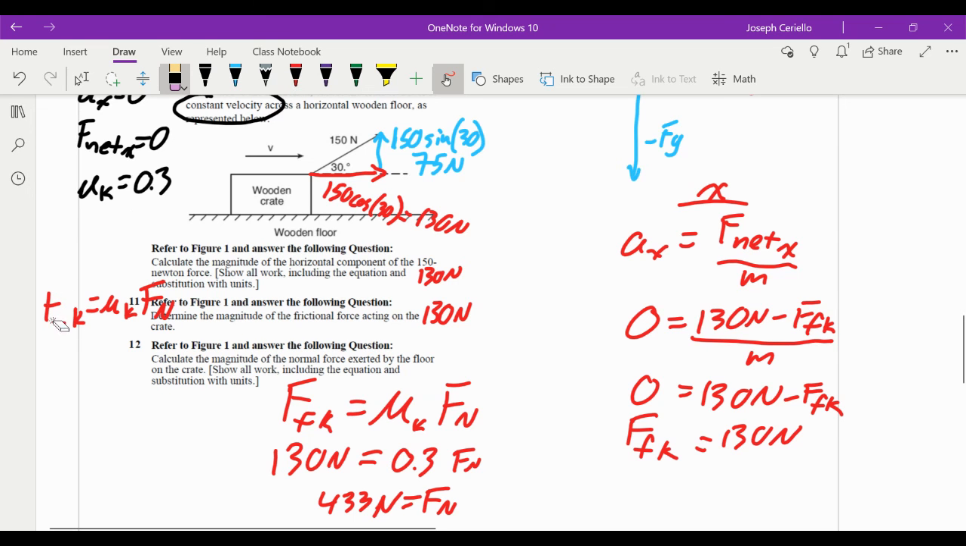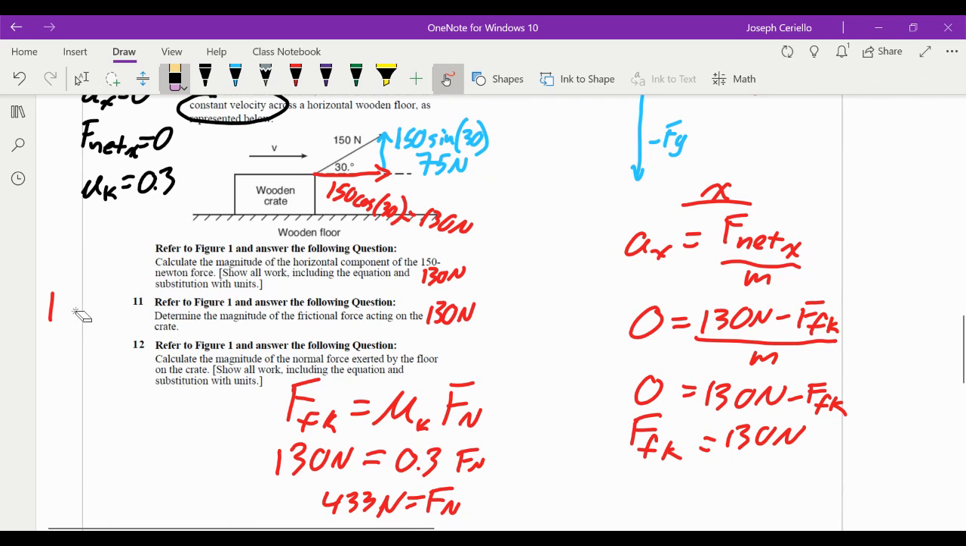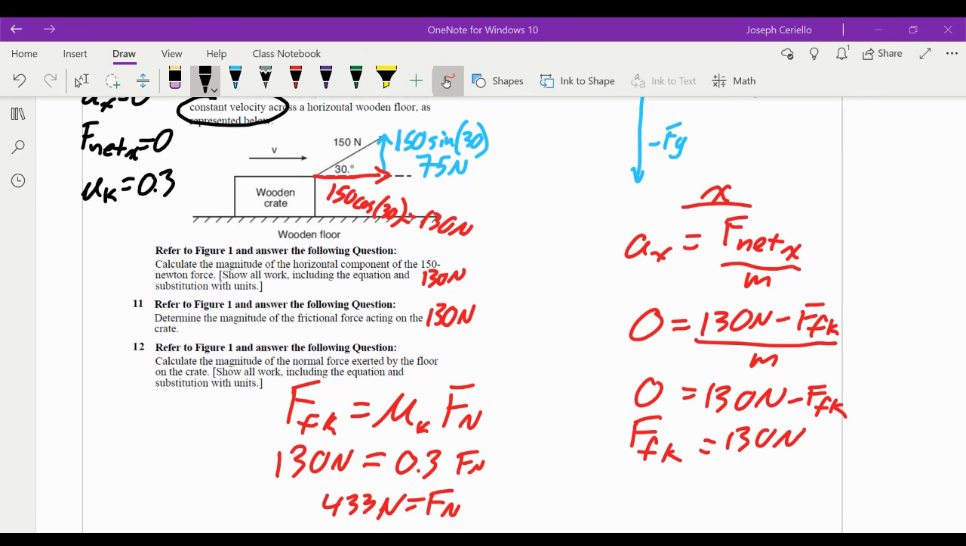This is a tough question. Again, I've said before, probably the hardest Regents question that we would come across, right? So make sure you're able to do this one. Go through this a couple times on your own. If you need help with it, let me know, and have a great day, everybody.